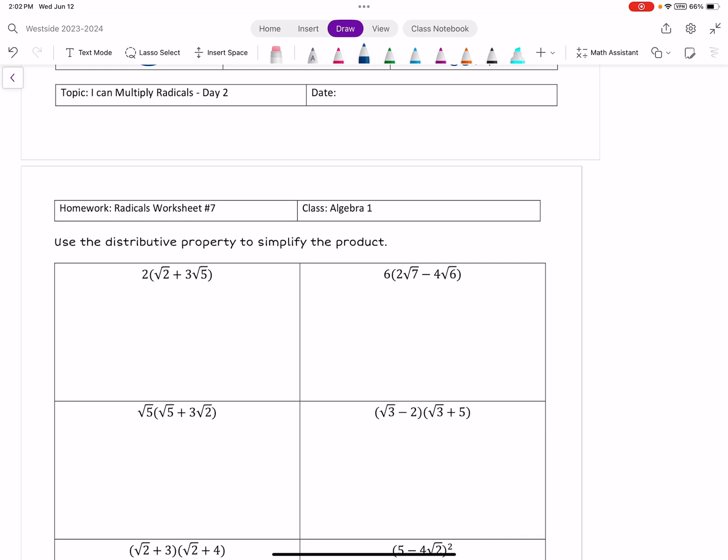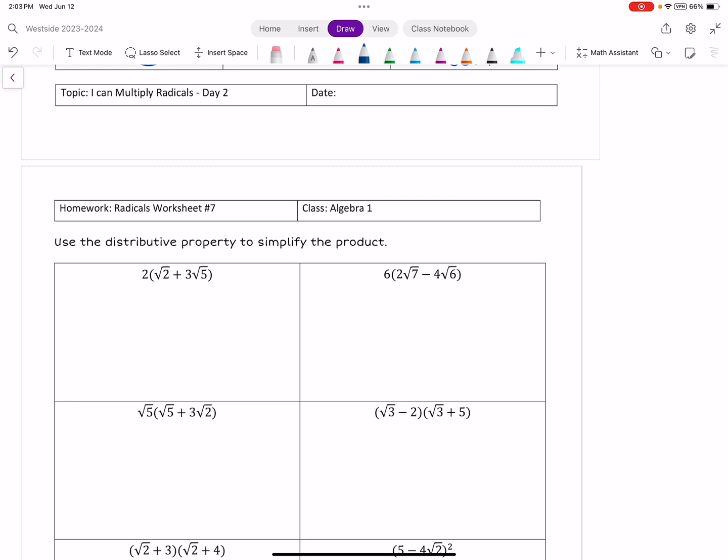So yesterday we discussed how to multiply radicals. You multiply the coefficients that are in front of the radicals together, and then you multiply the radicands that are under the radicals together, and then you simplify any radical that's left. Today we're going to look at multiplying by using the distributive property.